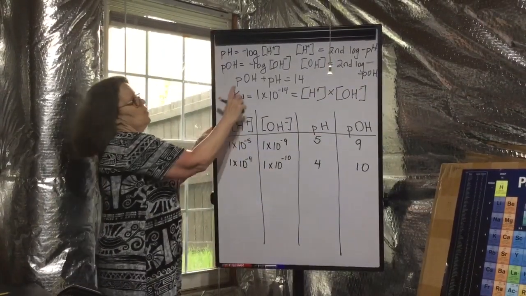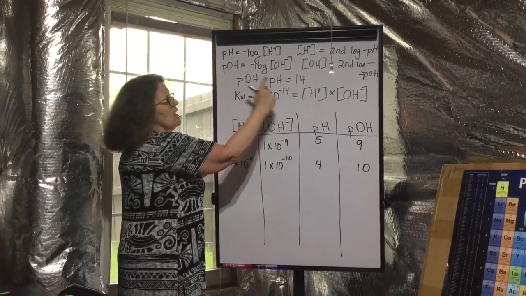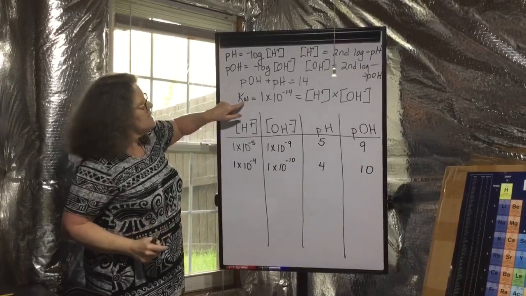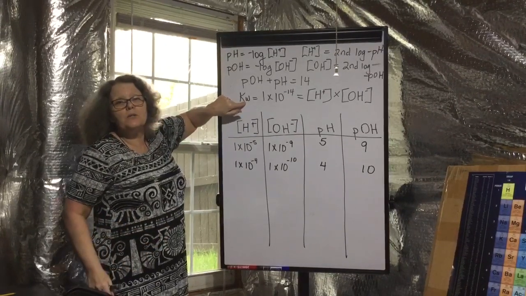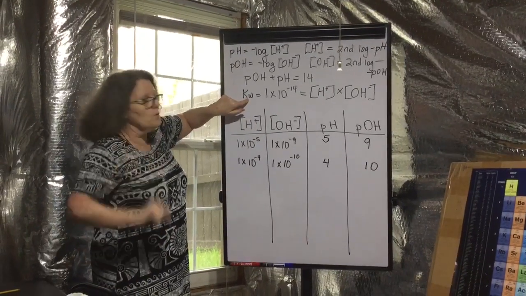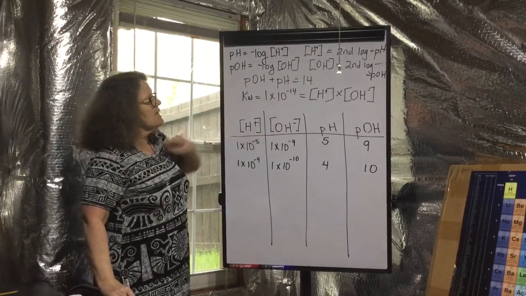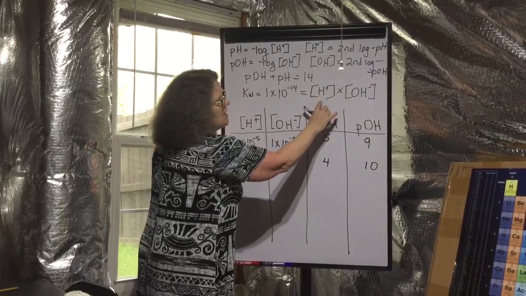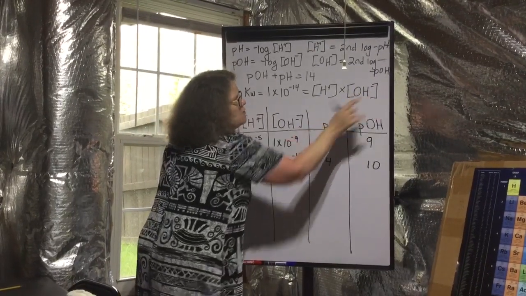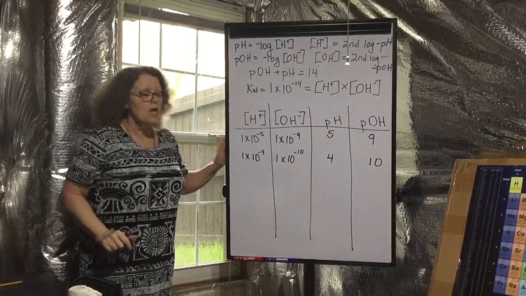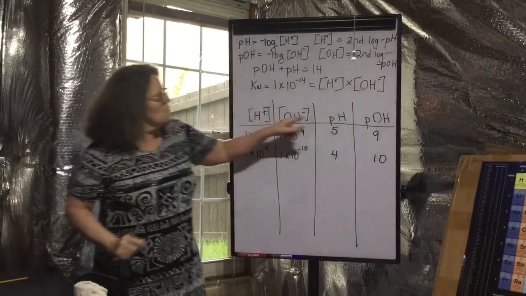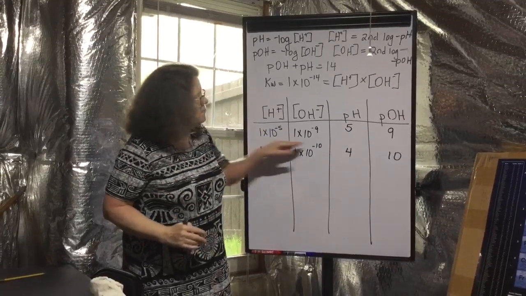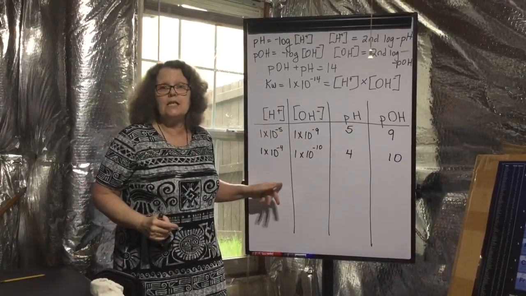Now, we also know pOH and pH equals 14. And Kw, it's actually an equilibrium constant for water, and hold that thought, is 1 times 10 to the negative 14. The Kw equals the hydrogen ion concentration times the hydroxide ion concentration. And you're going to be given one of these 4 pieces of information, and you're going to work backwards in order to complete the chart, just like we did here. All right?